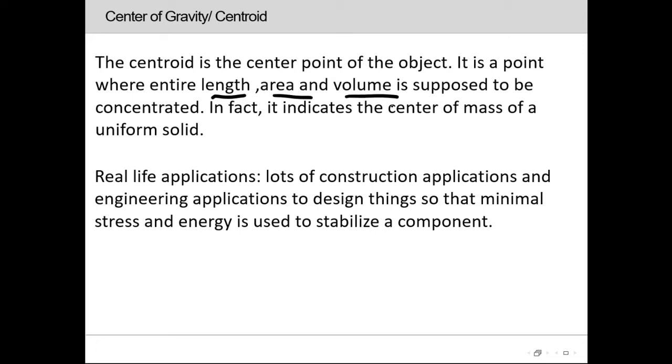It has many real-life applications, like lots of construction applications as well as engineering applications to design structural members, to calculate stress and strain, and also energy. We need to locate the centroid of an object to stabilize that structural member or that object.